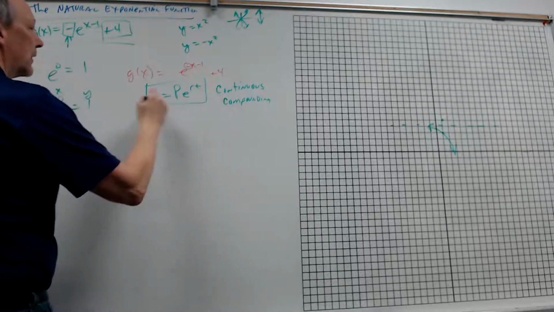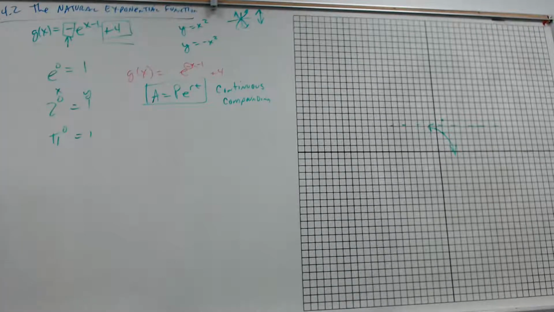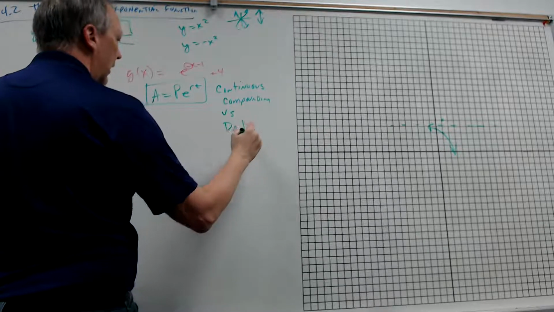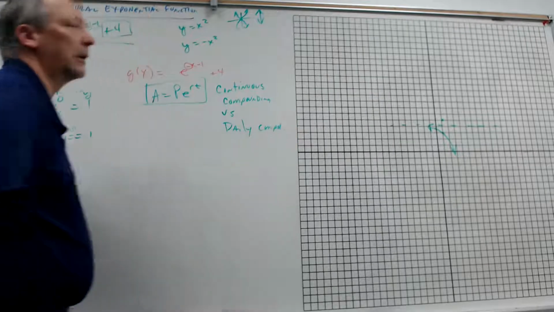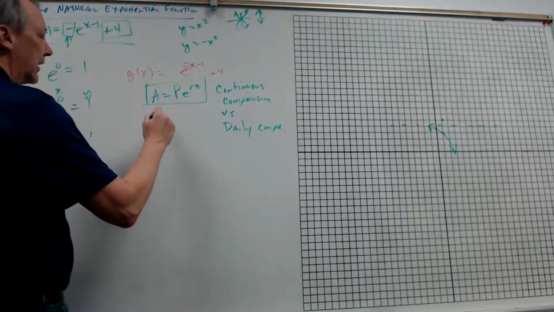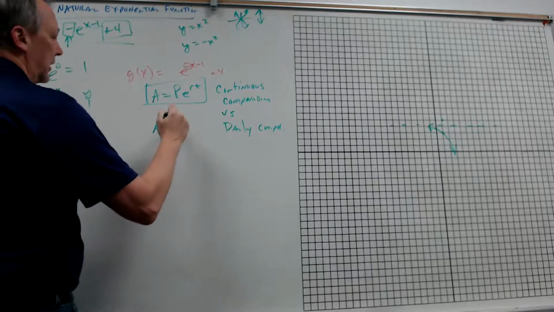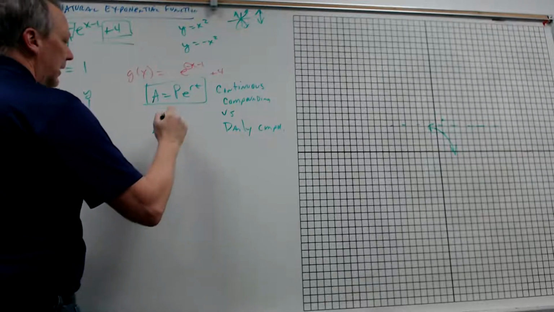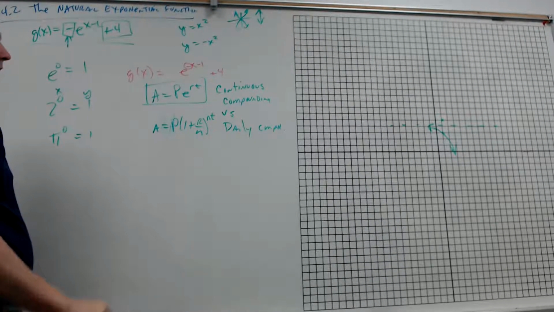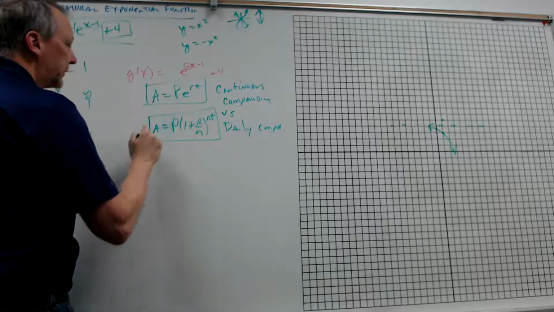Okay? So here's what we're going to do. I want you to compare continuous compounding versus daily compounding. Now continuous compounding means every second you're making interest if you're the bank, right? Or if you're investing. So let's compare, and the daily compounding is A equals P times 1 plus R over N to the NT power, okay? So I want to compare these two formulas.